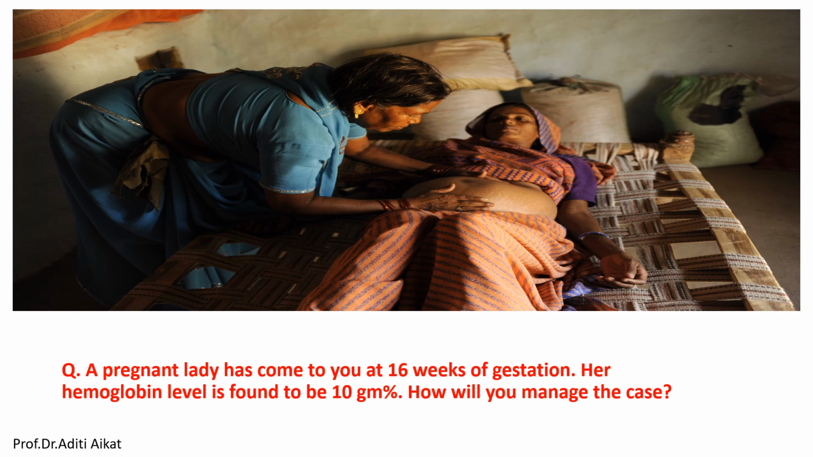The first problem card that I'm going to relate to you is the anemia one. See what the card is reading. Go through it clearly, find out the problems, and then take your time and answer part by part. Here the question reads: a pregnant lady has come to you at 16 weeks of gestation. Her hemoglobin level is found to be 10 gram%. How will you manage the case? Two things to mark here: one is 16 weeks of gestation and the second is the hemoglobin level, that is 10.